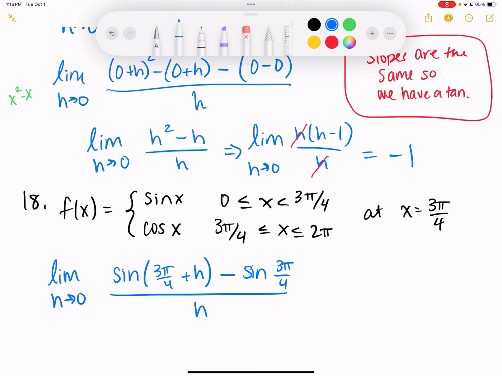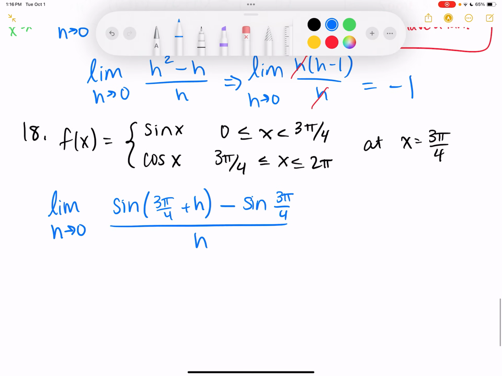Why did I decide to do this problem? I don't have this one already worked out. Okay, we'll just try it and see what happens.